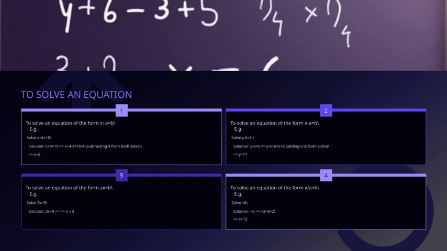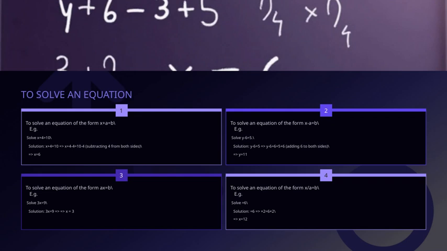Now, consider equations of the form x minus a equals b. For instance, y minus 6 equals 5. To solve for y, we add 6 to both sides, which results in y equals 11. Finally, for equations involving division, like x divided by a equals b, we do the opposite, multiplication. If x divided by 2 equals 6, multiplying both sides by 2 gets us x equals 12.